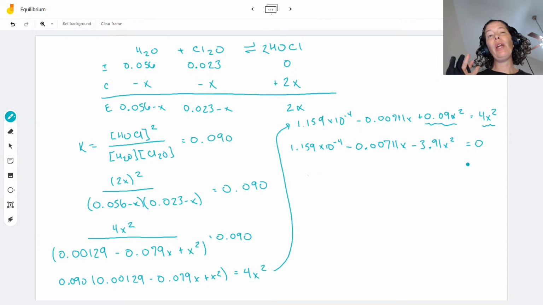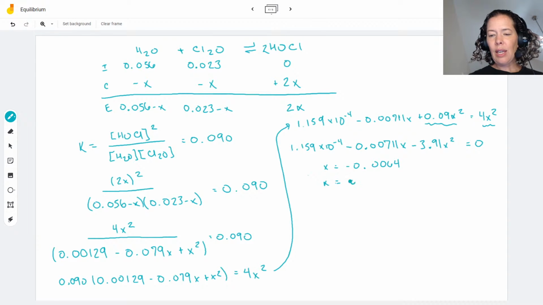Okay, so when you use the quadratic formula, you'll get two values of x, of course, because it is a quadratic. So we will get a value for x that is negative 0.0064, and we get a second value for x that is 0.0046. So then the question becomes, which value of x do you use?